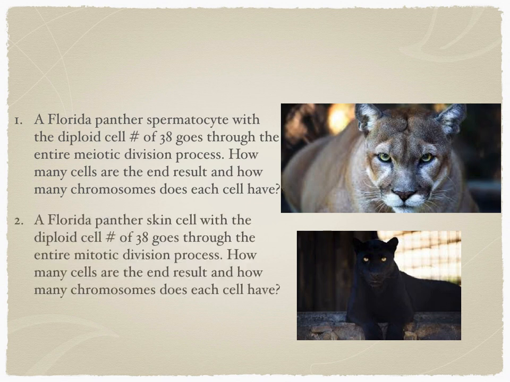The second question to ponder would be: a Florida Panther skin cell with the diploid number of 38 goes through the entire mitotic division process, so it's going through mitosis. How many cells are the end result of mitosis and obviously cytokinesis, and how many chromosomes does each cell have?